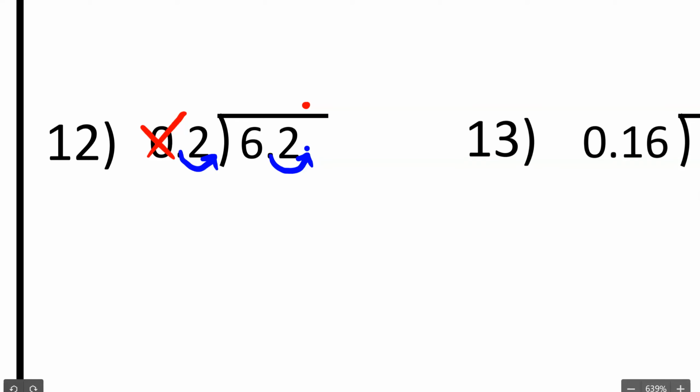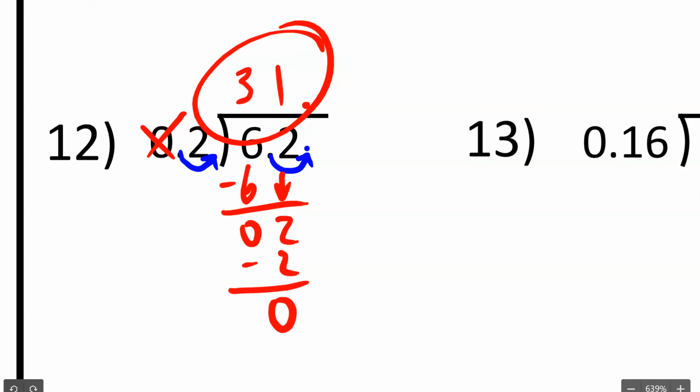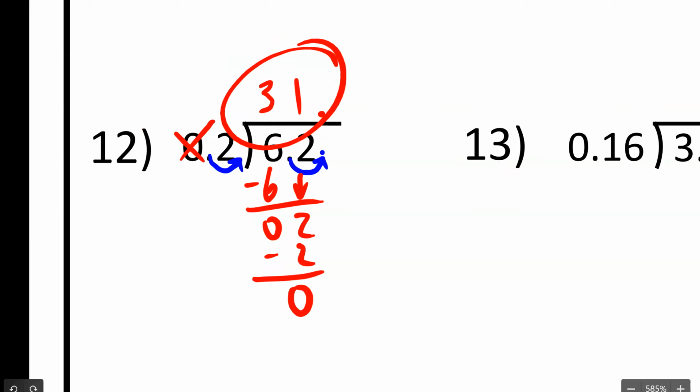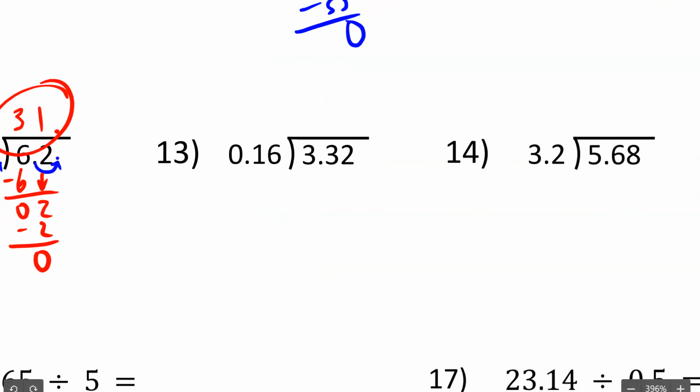How many 2s are in 6? That gives me 3. 3 times 2 is 6. Bring down my 2. How many 2s are in 2? 1. And there is my answer. Much easier. Alright, let's look at a couple more.